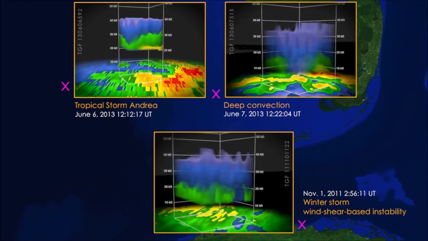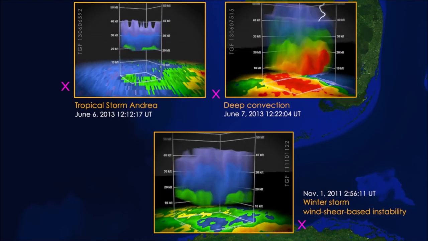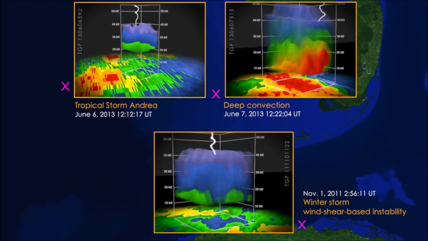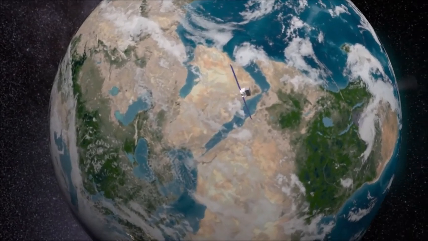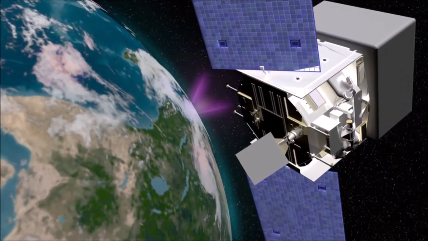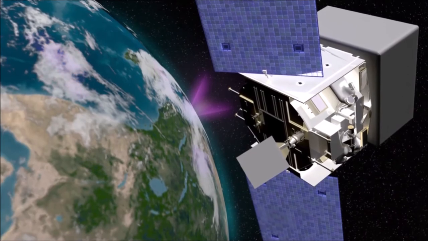Another finding: TGFs seem to occur in the same altitude range, between 7 and 9 miles high. Lightning can form at much lower altitudes, so there's every reason to think TGFs can too. But gamma rays from TGFs occurring deeper in the atmosphere are greatly weakened. They're too dim for Fermi to detect, which probably means the satellite is undercounting them.